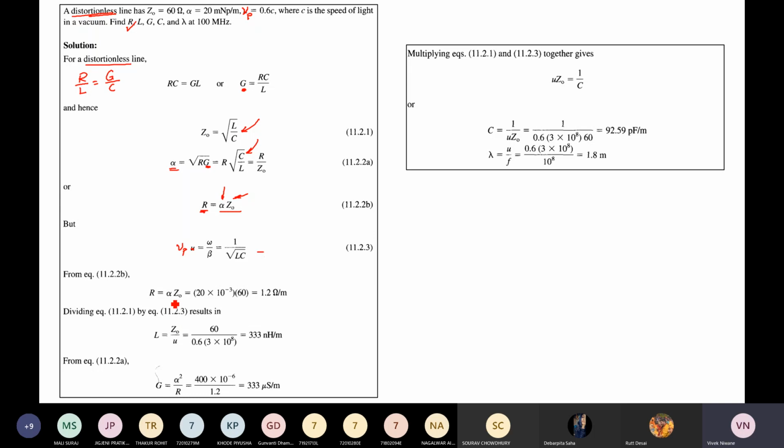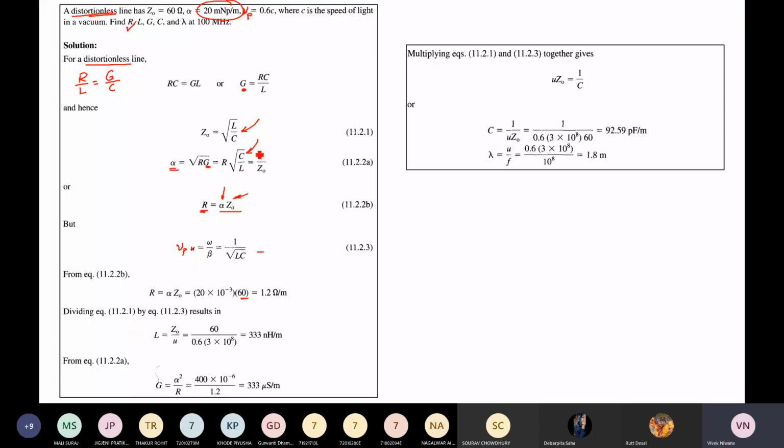So R can be found out as alpha Z0, where alpha is nothing but 20 milli-neper. So 20 into 10 raised to minus 3. Z0 is your 60 ohm. So R is 1.2 ohm per meter.